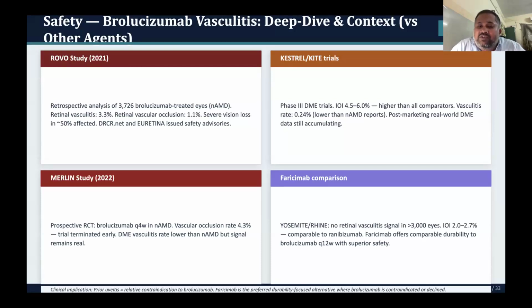Faricimab comparison, YOSEMITE and RHINE, no retinal vasculitis signal in more than 3,000 eyes. IOI 2.22 to 2.7%, comparable to ranibizumab. Faricimab offers comparable durability to brolucizumab Q12 weekly with superior safety.